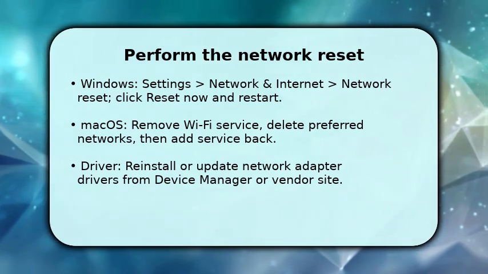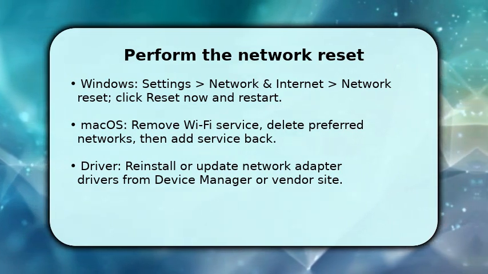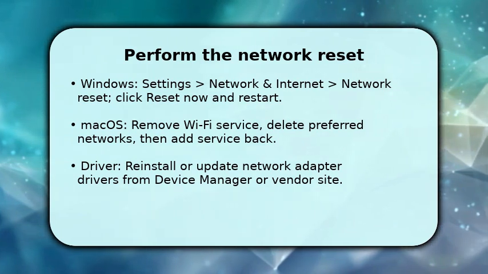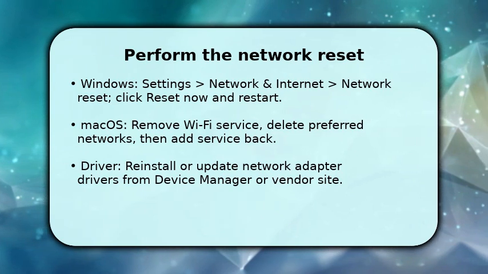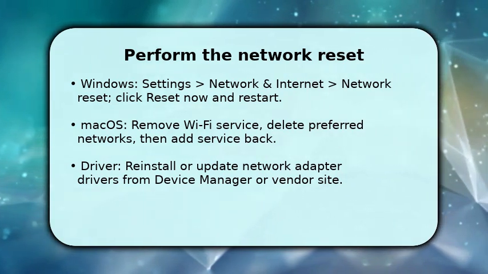If you're on Windows, choose Network Reset in Network and Internet Settings, confirm Reset Now, and allow the system to restart. This removes adapters and restores defaults. On macOS, remove the Wi-Fi service, delete saved networks, and re-add the interface in System Settings.